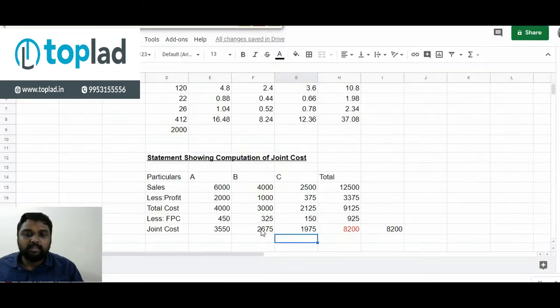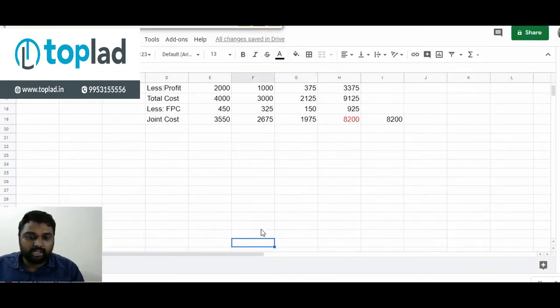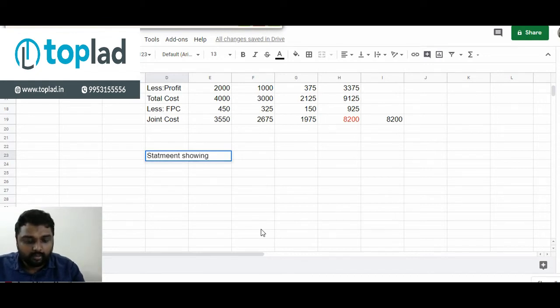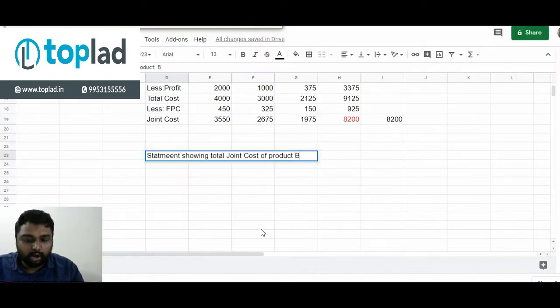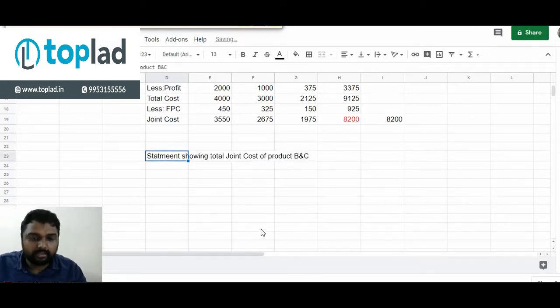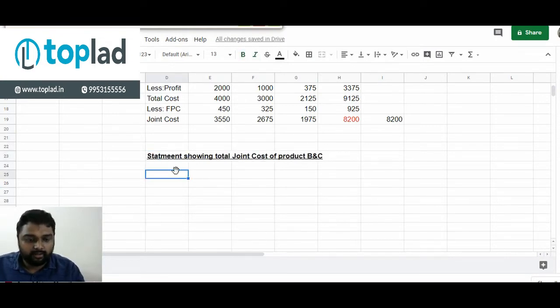Are you ready? This also we will do through an Excel sheet, which will be very easy. So, statement showing total joint cost of the products. A is not there, so it is for B and C. It is the total cost of products B and C. Are you ready? We will start. Okay. So first we will go with particulars.